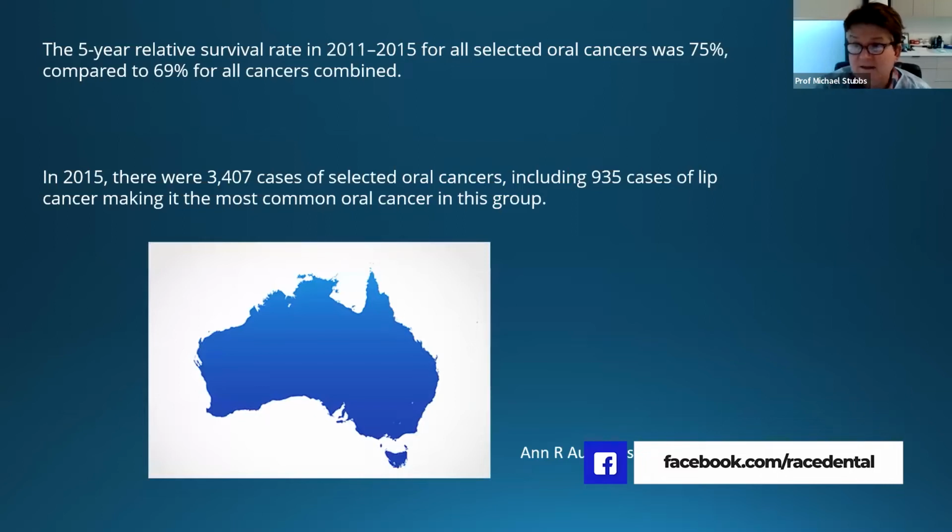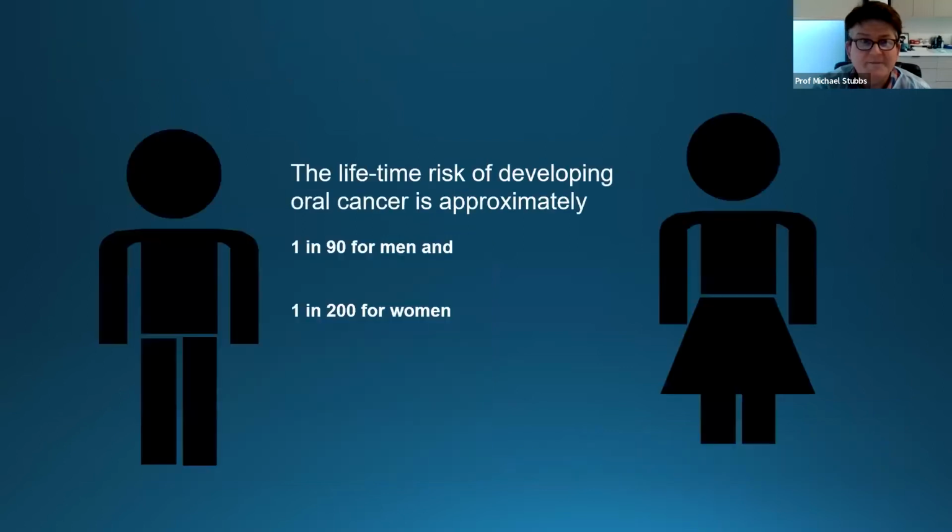And it's just interesting the differences that exist in the country. And you might also be interested to know that there is a difference in the lifetime risk of developing cancer. Now, sometimes that can be due to lifestyle factors, which I'll touch on briefly. 1 in 90 men and 1 in 200 women will develop an oral cancer, particularly SCC, squamous cell carcinoma, in their lifetime. So it's a fair number.